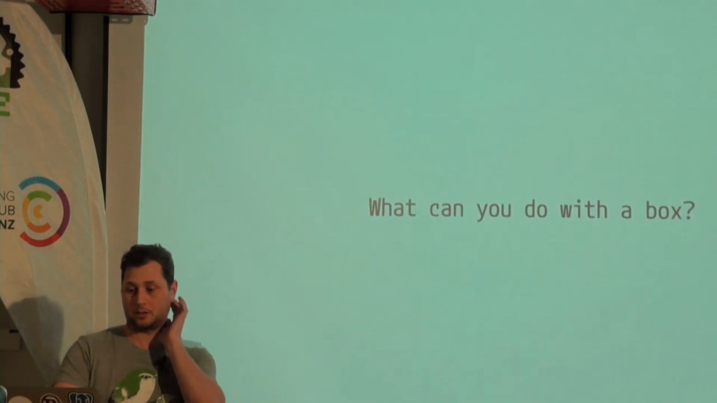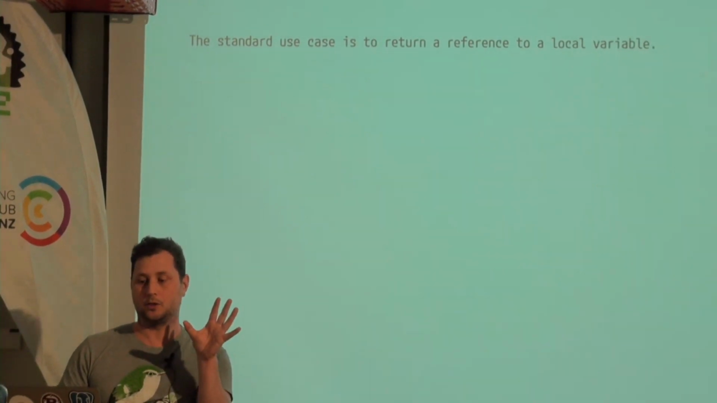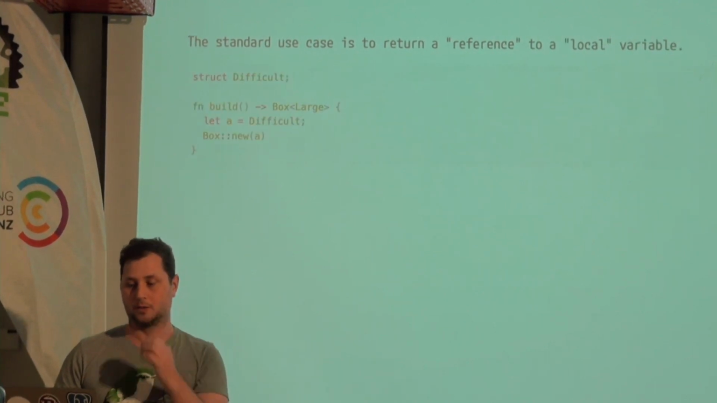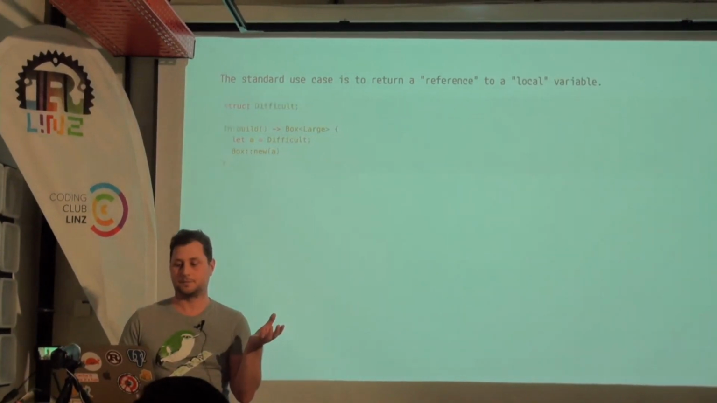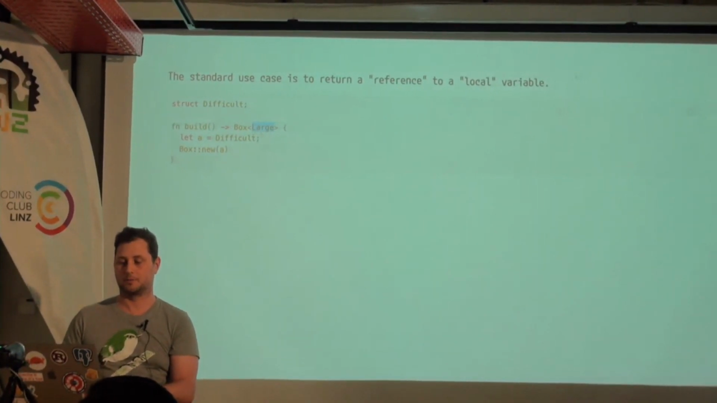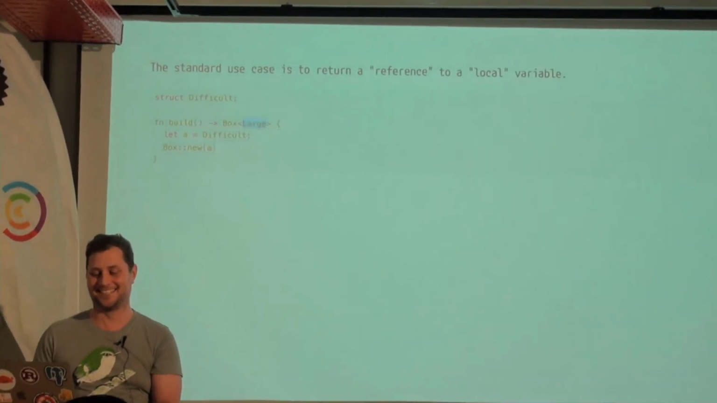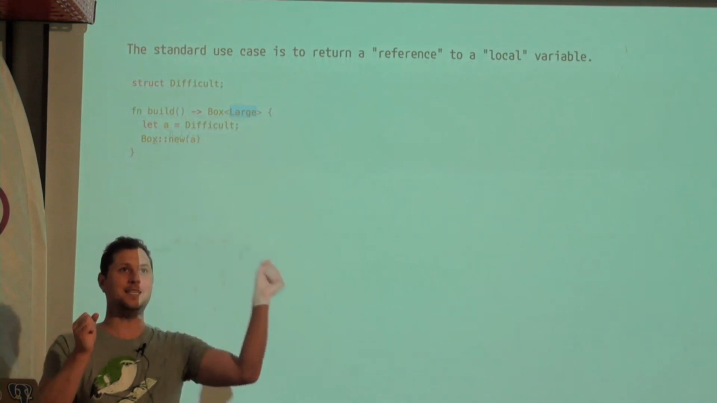Why would we do this? The standard reason we would use a box is to return a reference to some local variable. So we could assume that we've got some difficult or complex structure. Sorry, I had a typo, I meant to change this. I can create A, which is some difficult or large thing, and then I can place it in the heap.